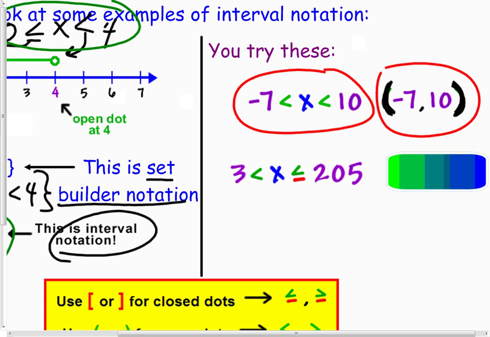You put the 10, you put the -7. Since it's an open circle and an open circle, you put parentheses. This is not a point. It's called interval notation. This one has an open circle and a closed circle. It looks like this. We have a 3 open circle, so we do this. This is a closed circle, so we do a bracket.